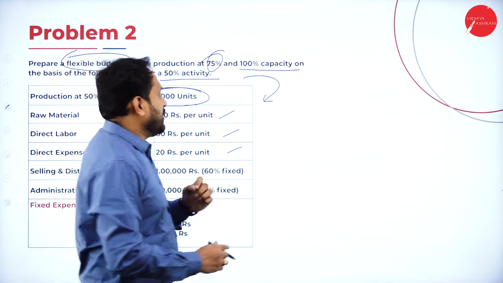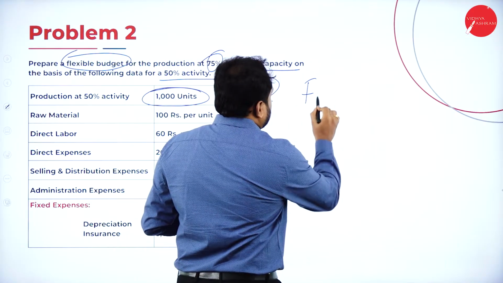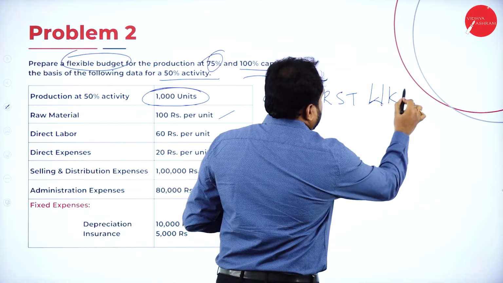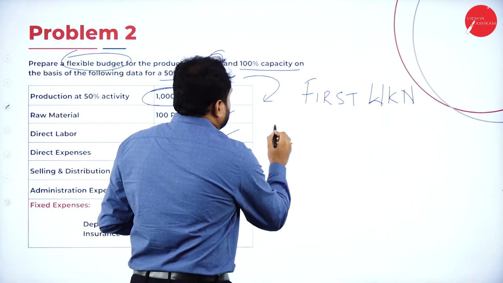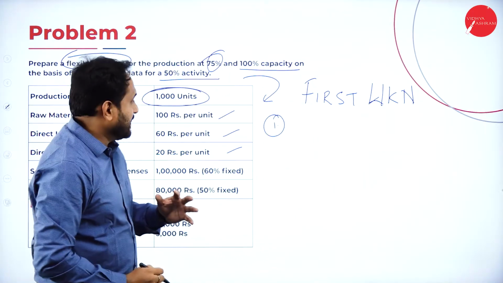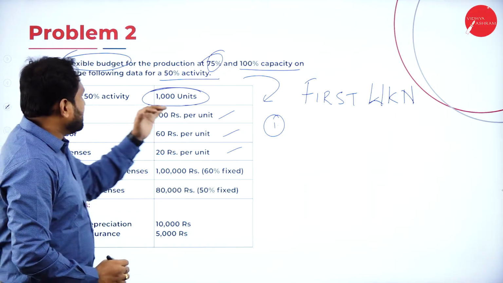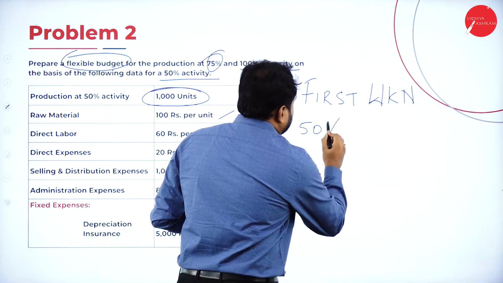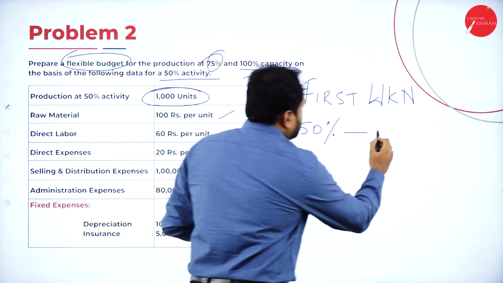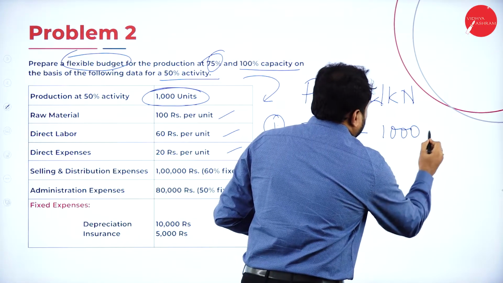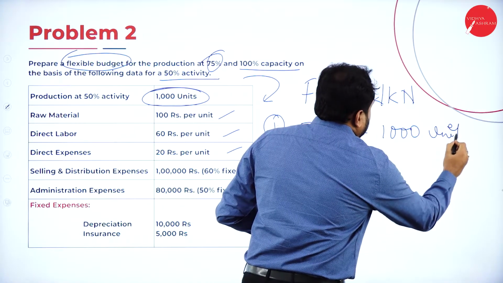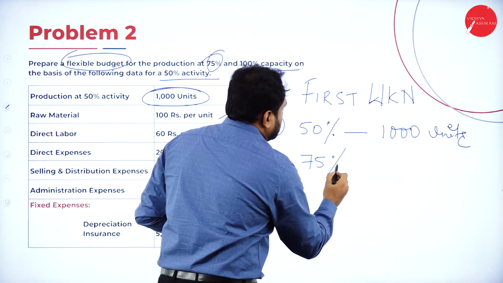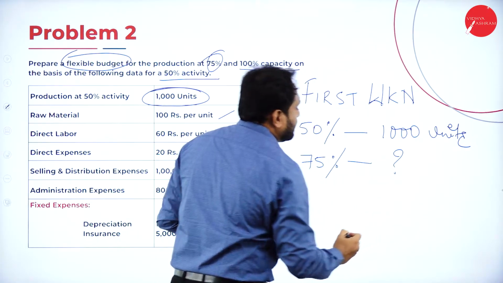The first working note, I'll just show it to you here. What is the first working note? We know that for 50% activity we produce 1,000 units, correct? Now for 75%, how much is the question mark.